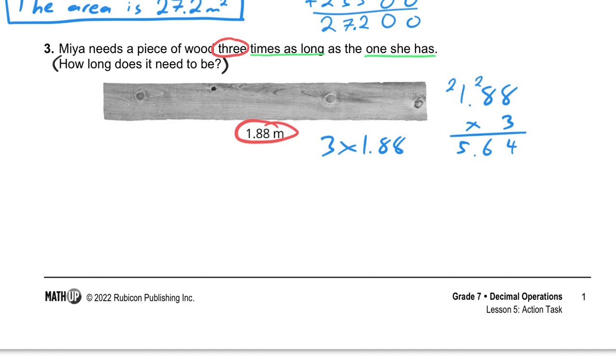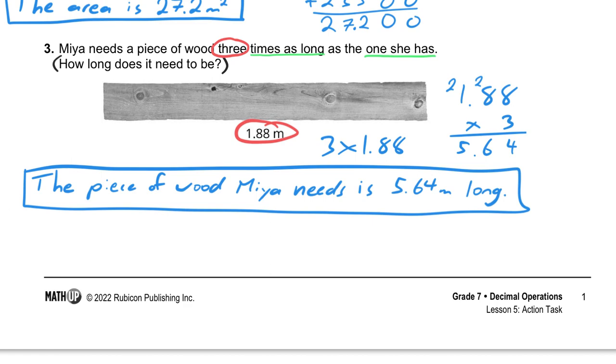Now the last question I should ask myself is, does this make sense? That's the check part of the UPS check. Check to see if it makes sense. If I were to estimate this, I would say that this number is very close to 2 and this number is 3. 2 times 3 is 6. Is this number very close to 6? Yes, it is. And it should be a little less than 6 because this number is a little less than 2 anyway. So now that I'm confident, I'll put it in a sentence. The piece of wood Maya needs is 5.64 meters long. And don't forget to have your units as well.